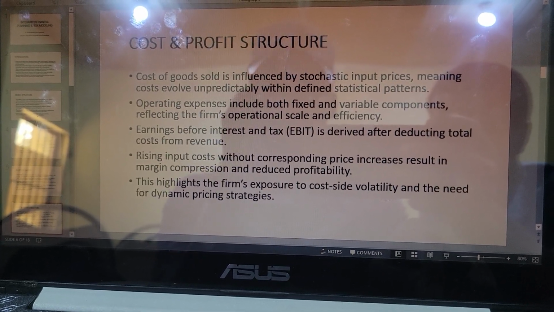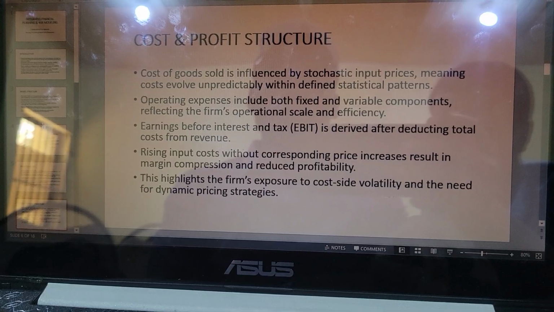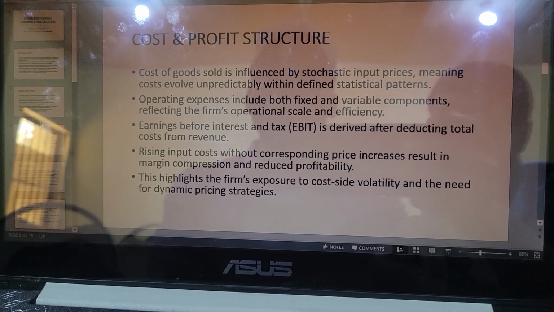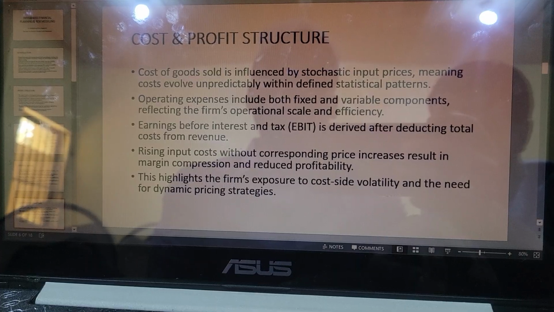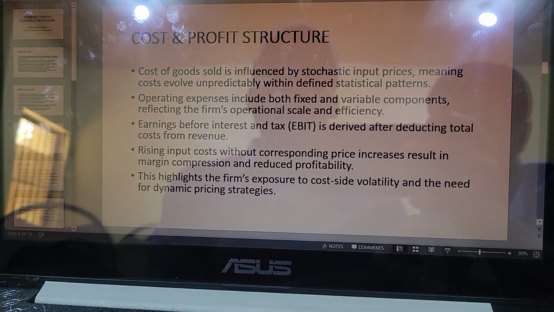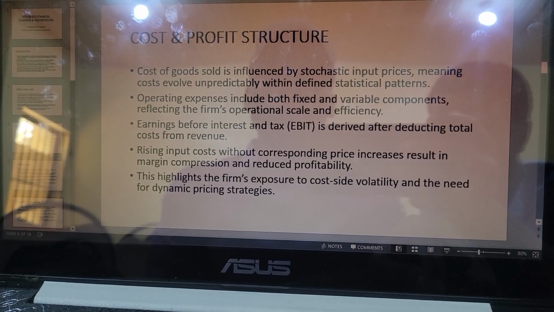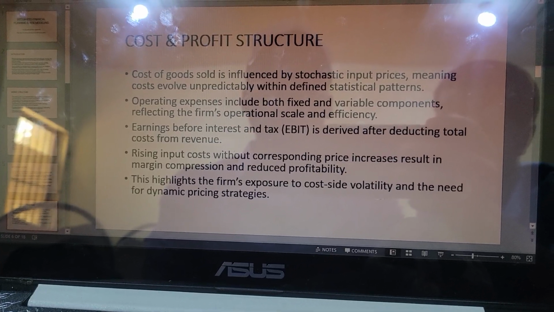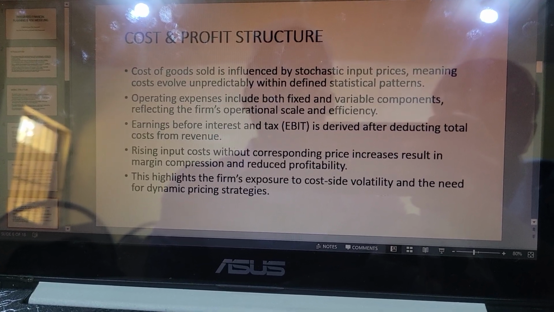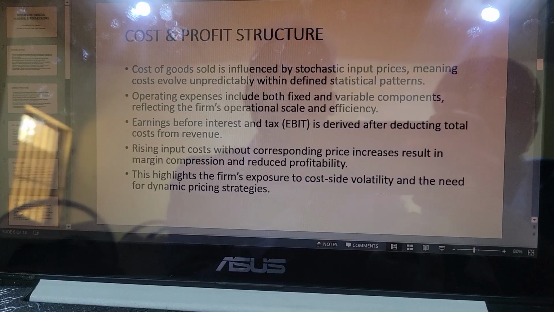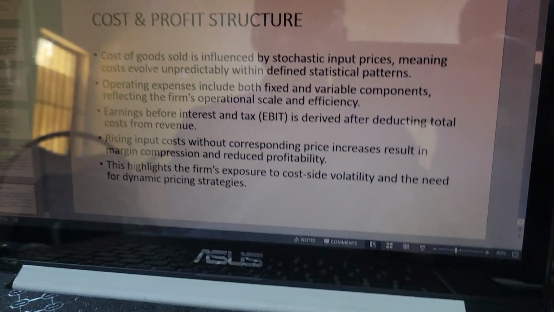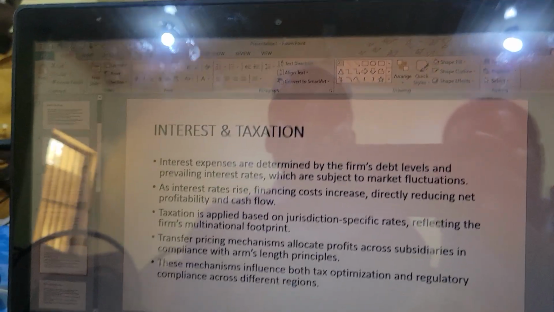Cost and profit structure. Cost of goods sold is influenced by stochastic input prices, meaning cost values evolve unpredictably within defined statistical patterns. Operating expenses include both fixed and variable components, reflecting the firm's operational scale and efficiency. Earnings before interest and tax, the EBIT, is defined after deducting total cost from revenue.